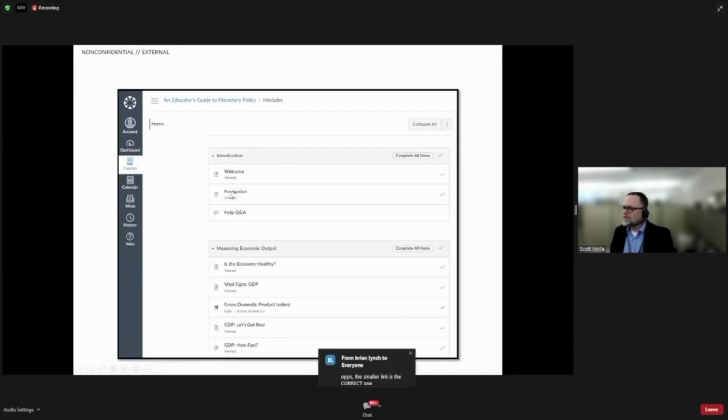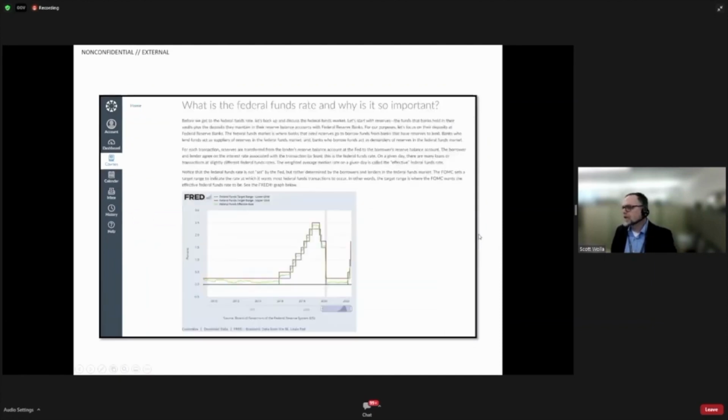So there's an introduction, there's some key tips on navigation, there's a Q&A where you can provide some feedback. If you need some help, we keep an eye on that. And then you start working through the content. I took a few screenshots.